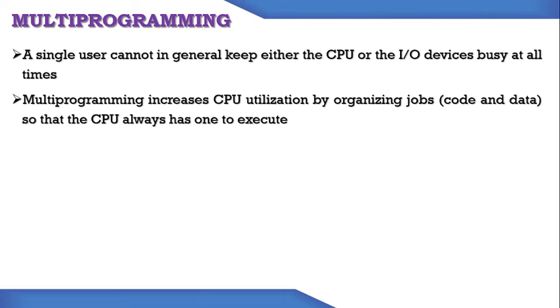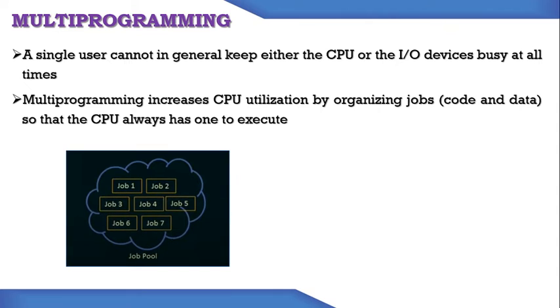But multi-programming increases the CPU utilization by organizing jobs, which are code and data, so that the CPU always has one to execute. In multi-programming, we are trying to increase our CPU utilization because the CPU is capable of executing multiple programs. So let's see how this works.